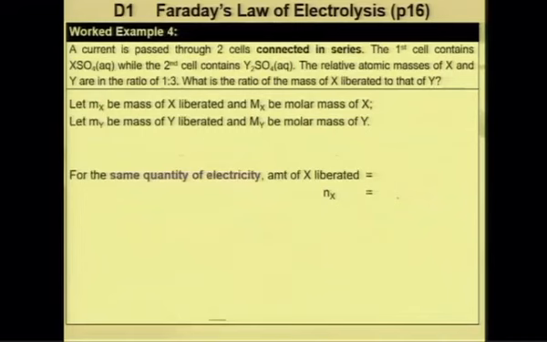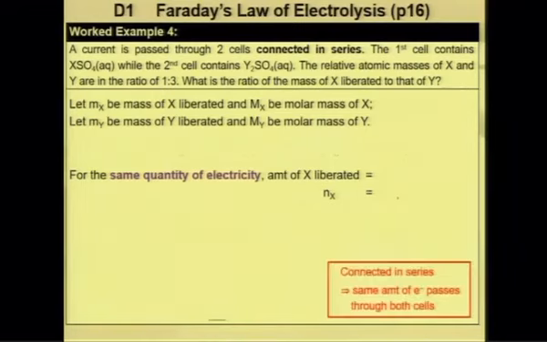Okay, last example. There are things for you to take down. It may look very small so you can't see, but there's something to take down here. Now, these questions are quite common. They are complex because now I have 2 cells. But please remember, because they are connected in series, the same amount of electrons will pass through both setups.